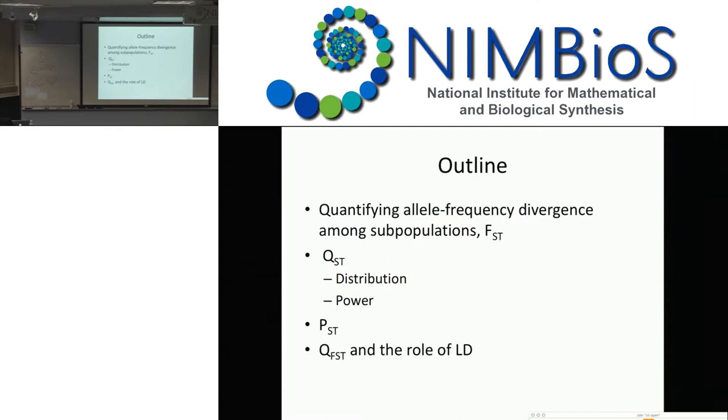So here's the outline. I'll get through FST, then we'll take our break. I wanted to talk about quantifying allele frequency divergence among subpopulations, FST, a concept due to Sewall Wright. Then I'll talk about QST, what I expect its distribution to look like, what can I say about its power. We'll talk about PST. This thing here is really interesting. And someone mentioned linkage disequilibrium. QFST, not QST, QFST. It turns out that QST, even though it has problems, may have some really interesting features for detecting selection. We'll talk about it. So we'll spend a couple minutes on Wright, then we'll take our break here.